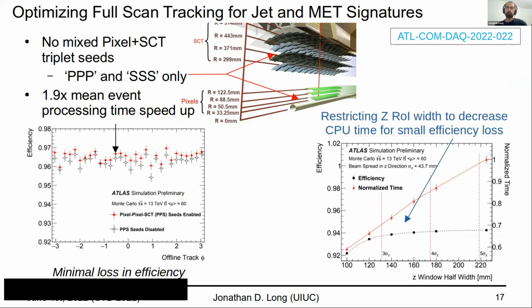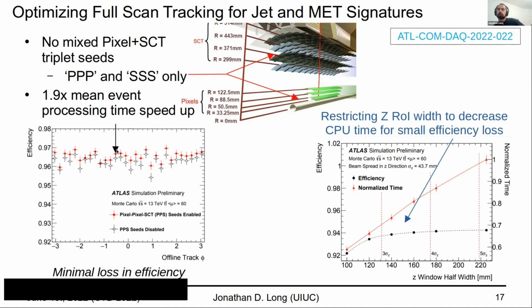So this avoids seeds that are going across this fairly large gap between the last layer of the pixels and the first layer of the strips. And this results in another roughly factor of 2 speed up in processing time. Again, for a small loss in efficiency, these red and black points show you with and without the mixed seeds, and you can see that the difference is less than 1%.